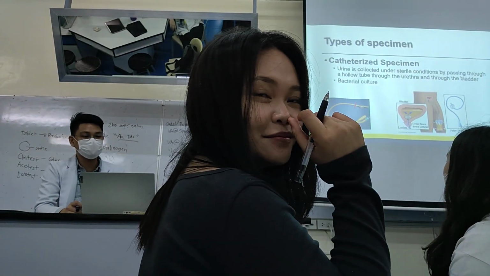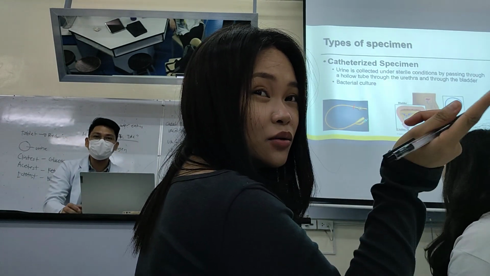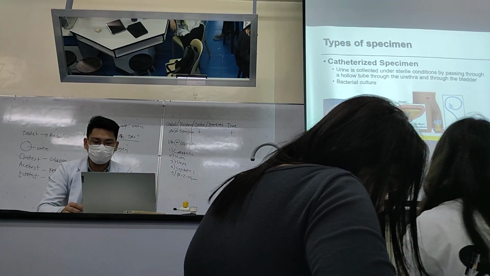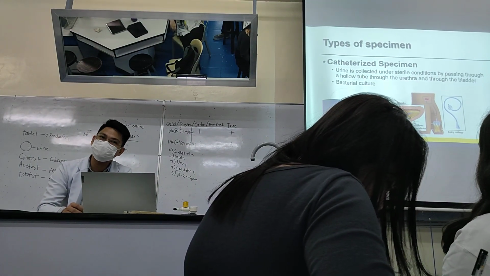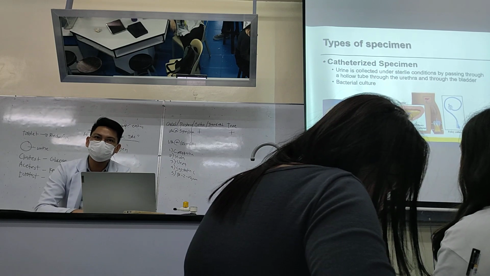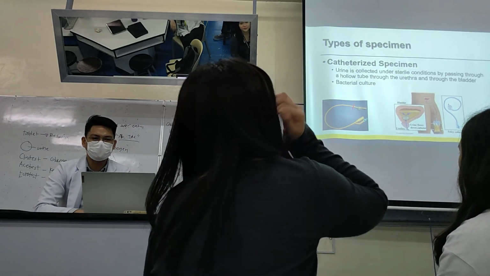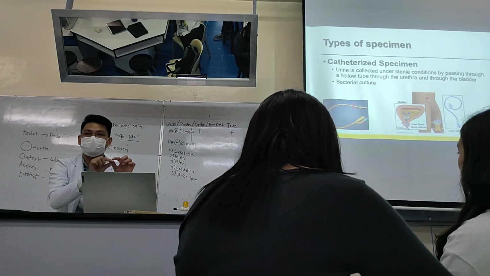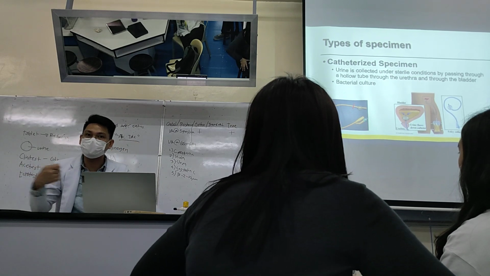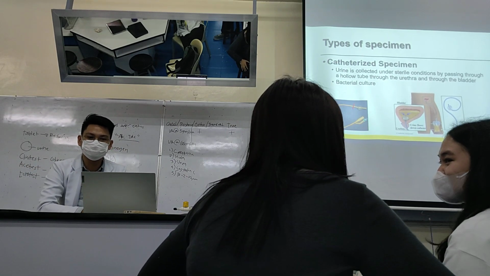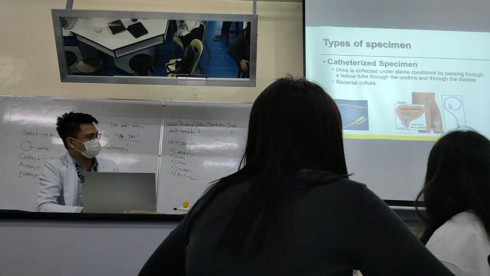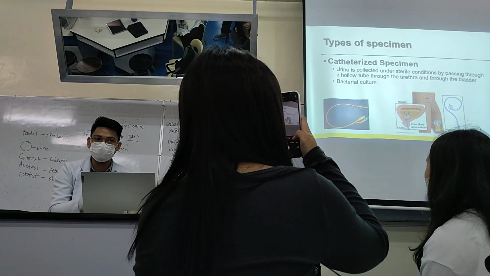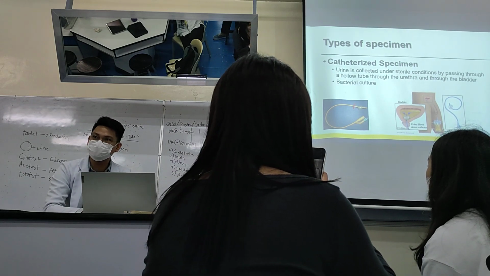Next, we have your catheterized specimen. So this is the ideal specimen for bacterial culture. But the main disadvantage of this is that it is painful, although there is lubricant. The lubricant is applied to the Foley catheter before insertion. Okay, what's the main disadvantage? Possibly, the patient will develop urinary tract infection.